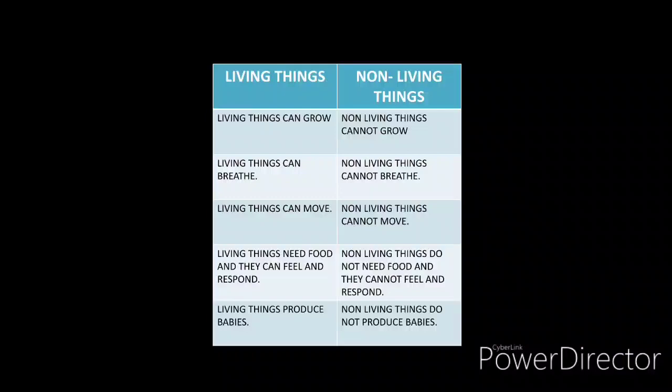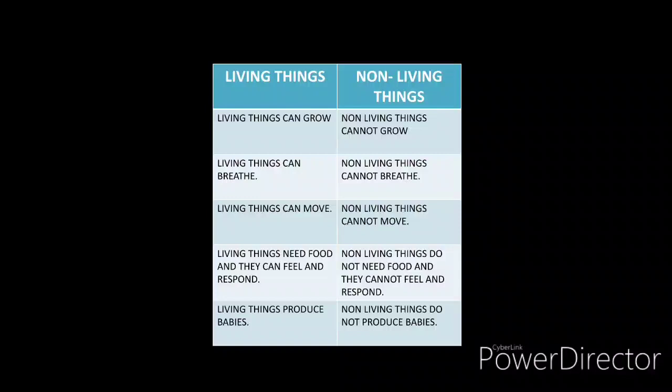Living things need food and they can feel and respond. If a mother gives you a tight slap, then you will obviously cry because we are living things and we can feel and we can respond to the things. But non-living things do not need food and they cannot feel and respond also.